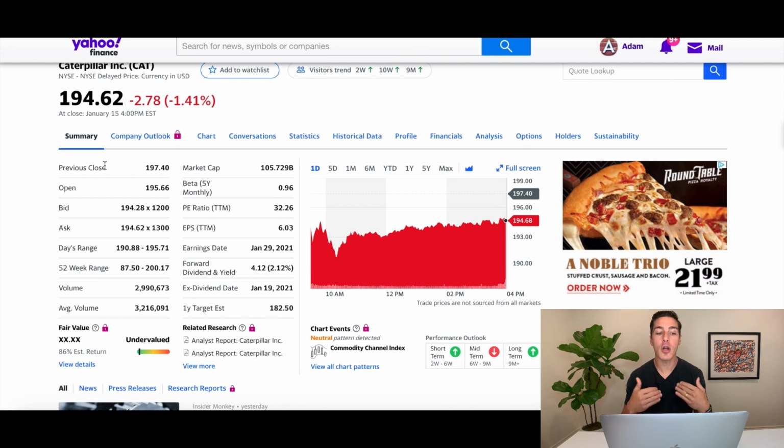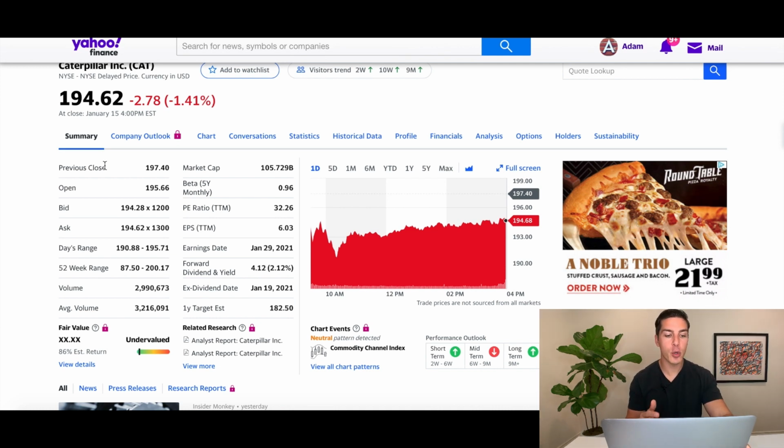Now we're looking at the stock over a weekend, so this 194.62 is technically its previous close. So that's how it finished on Friday. The $197.40 represents where the stock finished on Thursday. All right, so it's a look back at the previous day of trading.